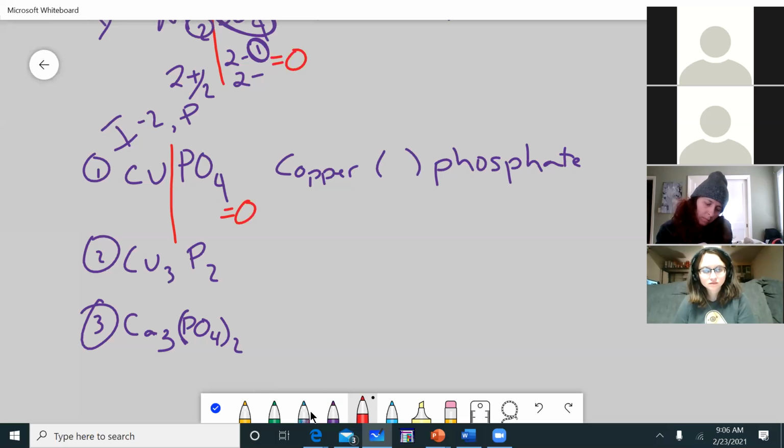Let's cut this in half. The whole thing needs to equal 0. Phosphate always carries a 3- charge. So that means copper in this case will have a 3+ charge. So this is copper(III) phosphate.